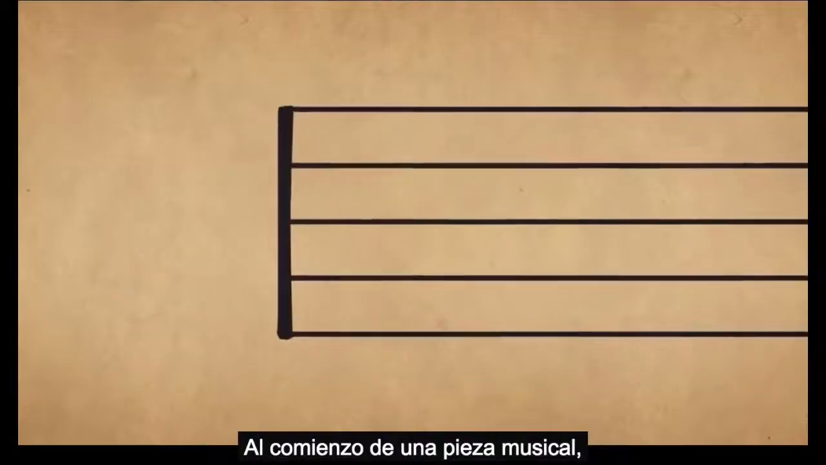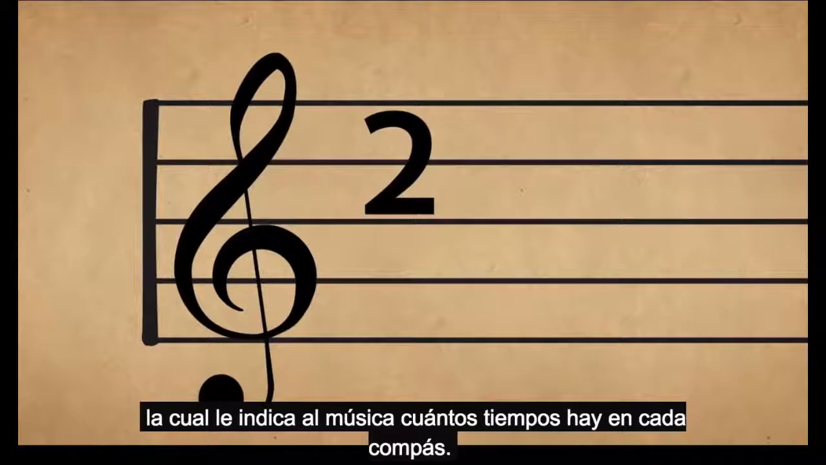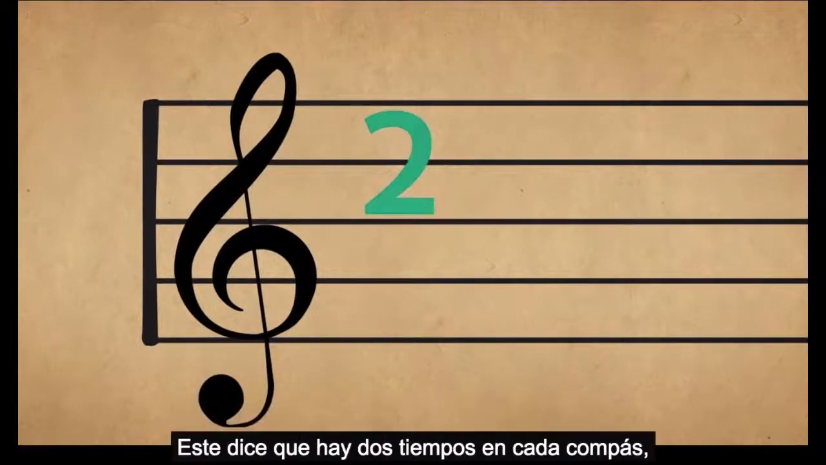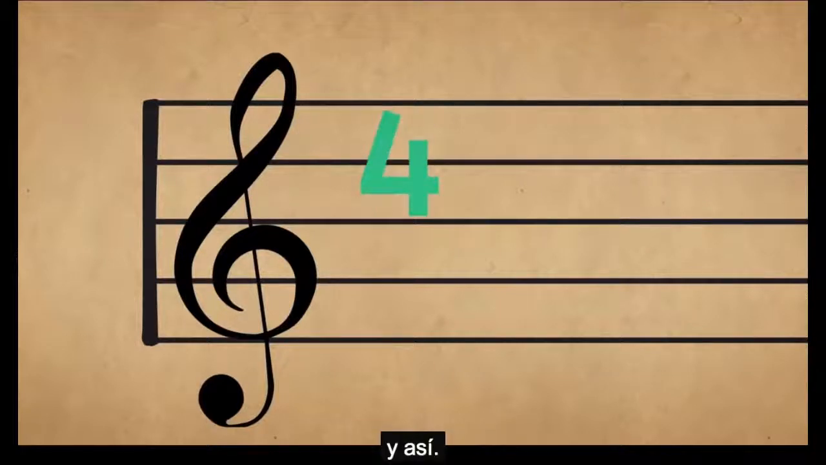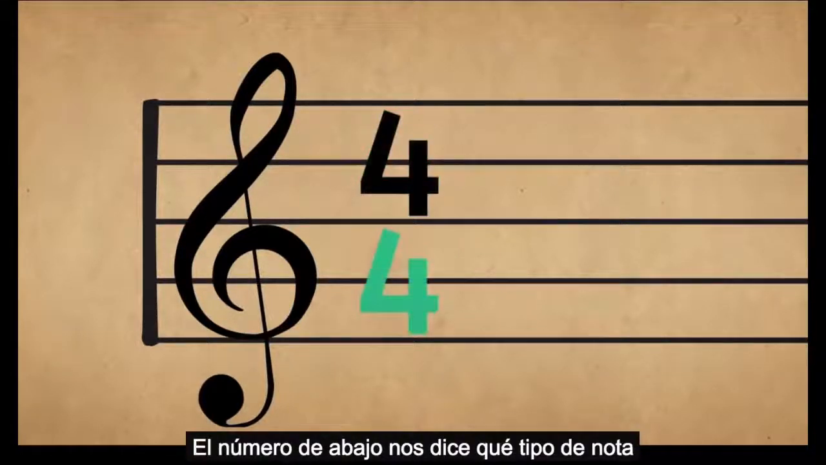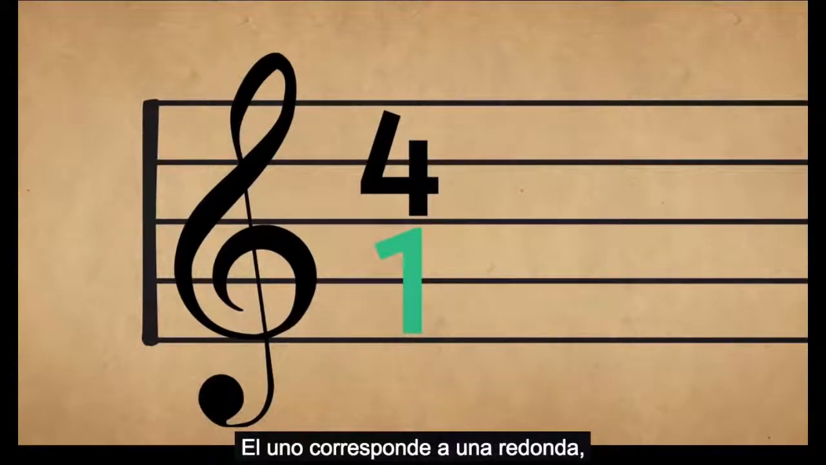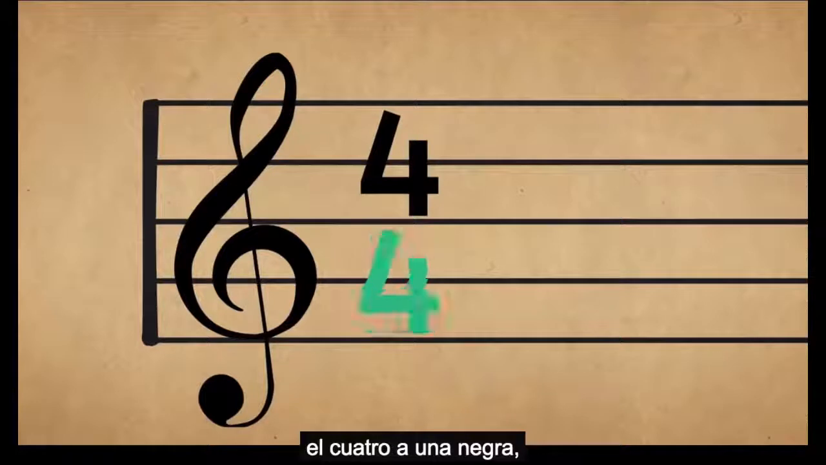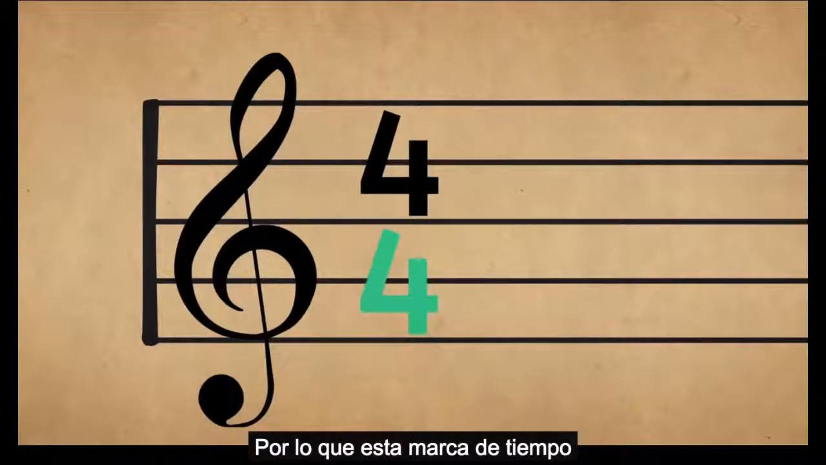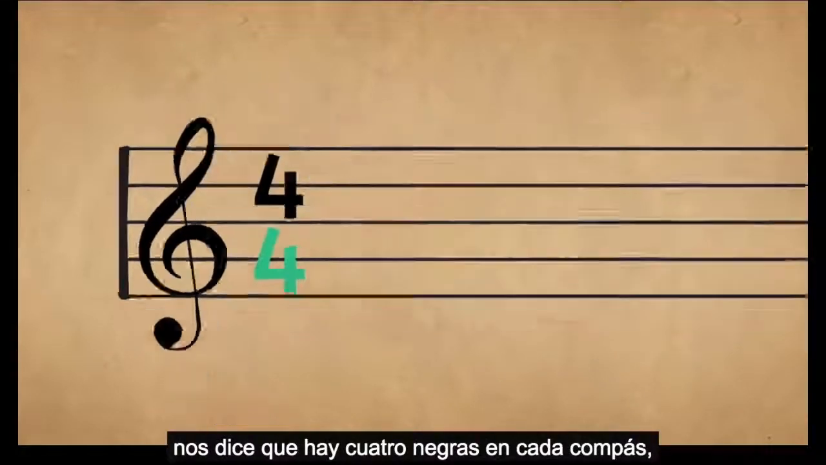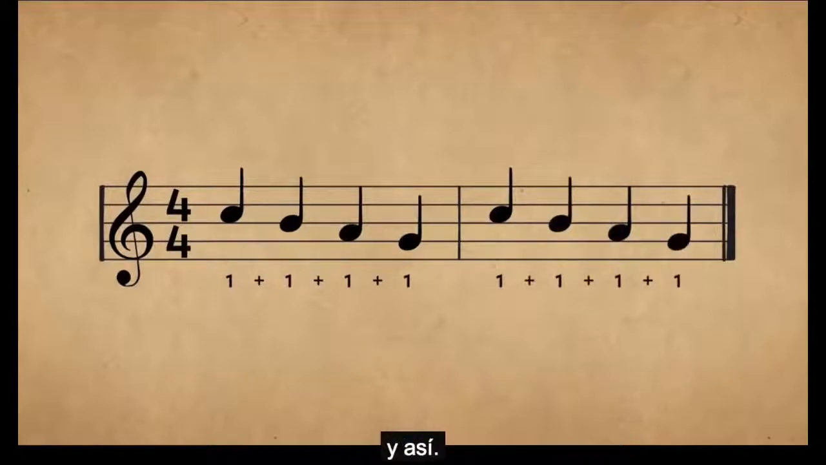At the beginning of a piece of music, just after the clef, is something called the time signature, which tells the performer how many beats are in each bar. This says there are 2 beats in each bar, this says there are 3, this one 4, and so on. The bottom number tells us what kind of note is to be used as the basic unit for the beat. 1 corresponds to a whole note, 2 to a half note, 4 to a quarter note, an 8 to an 1/8 note, and so on. So this time signature here tells us that there are 4 quarter notes in each bar. 1, 2, 3, 4, 1, 2, 3, 4, and so on.